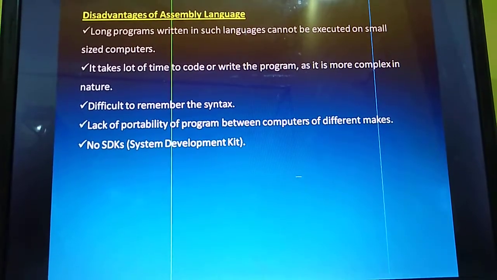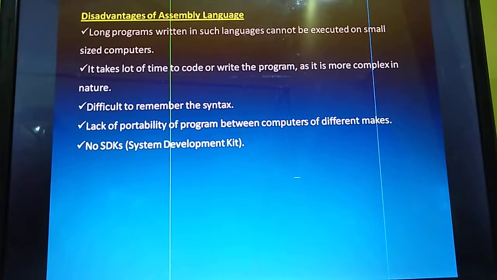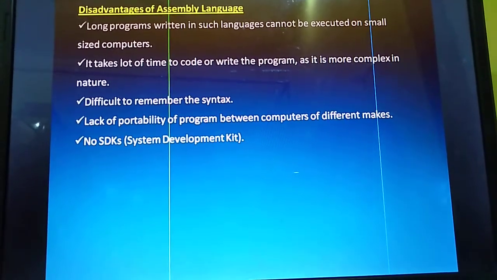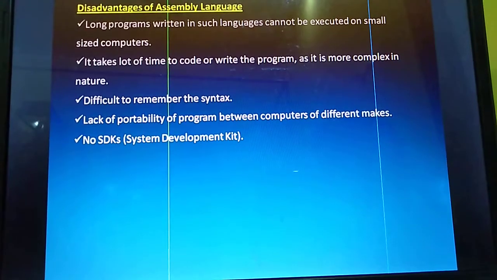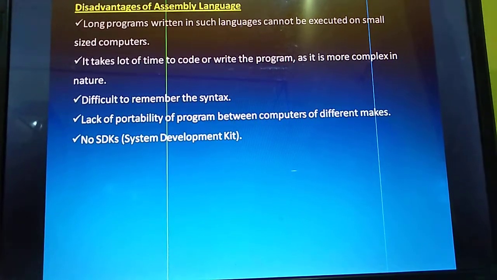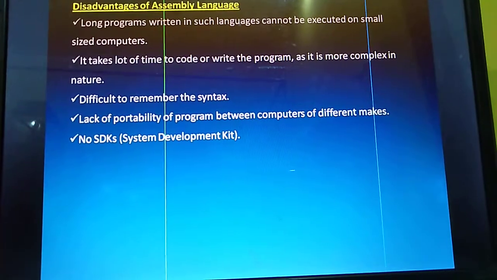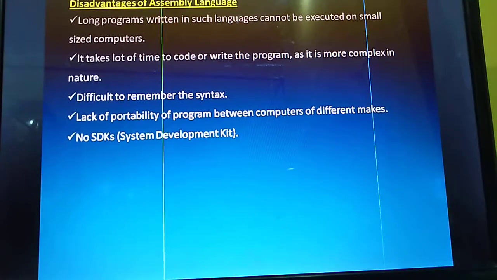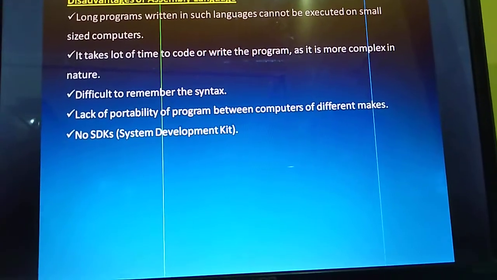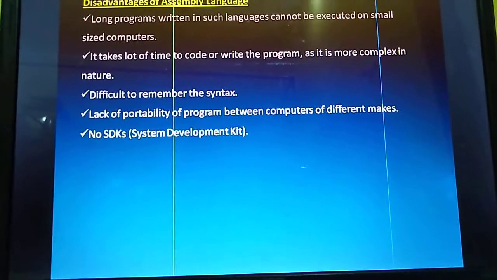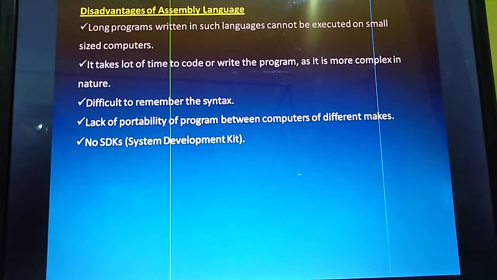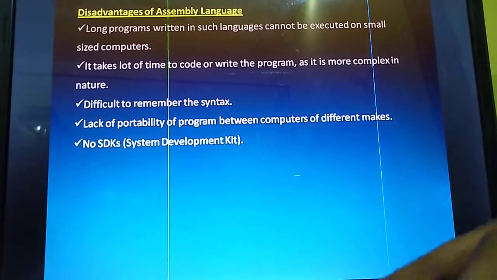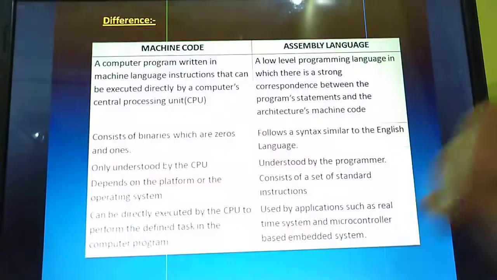There is a lack of portability between computers of different makes, which means it is not portable, and there is no SDK, system development kit. A system development kit helps a lot for a programmer to develop applications, but here we are not getting any specific SDK in the case of assembly language. So this is also a disadvantage of assembly language.